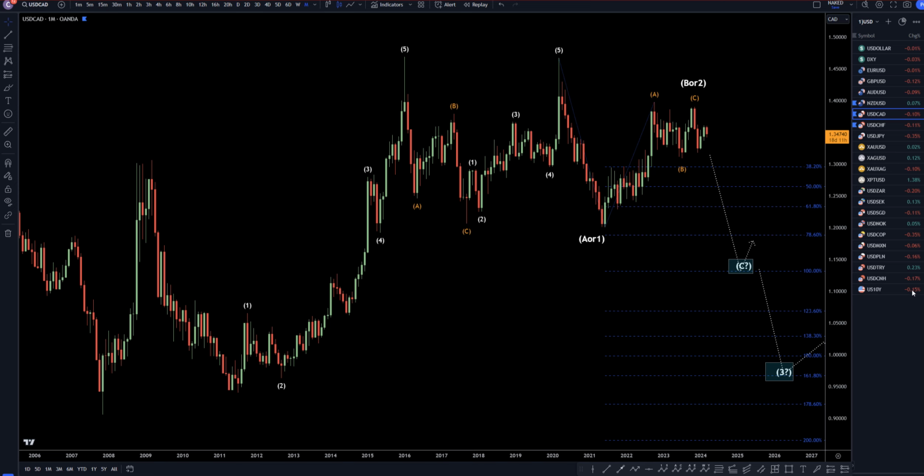Today is Monday, March 11th, and this is my analysis of the US dollar Canadian, starting on the monthly, working my way down to the 1 hour time frame for the full top down analysis.